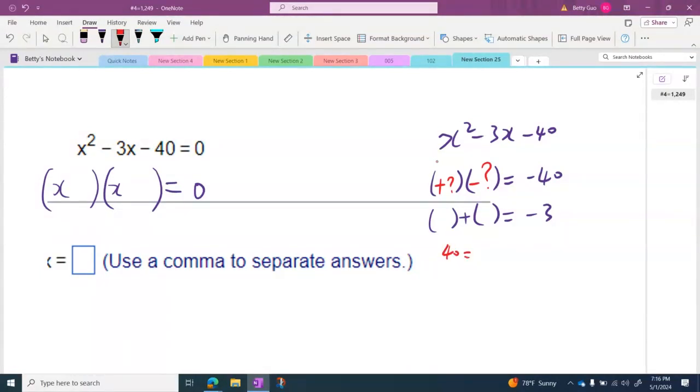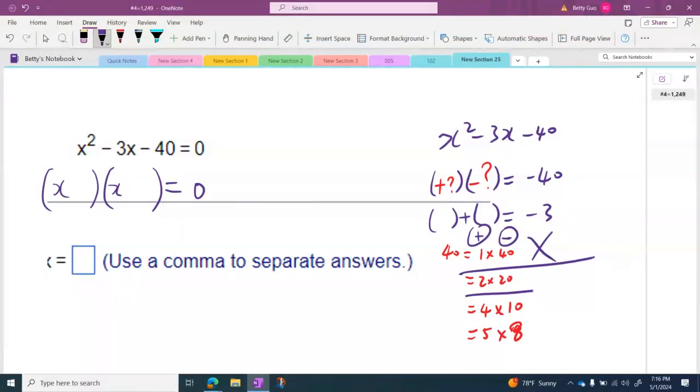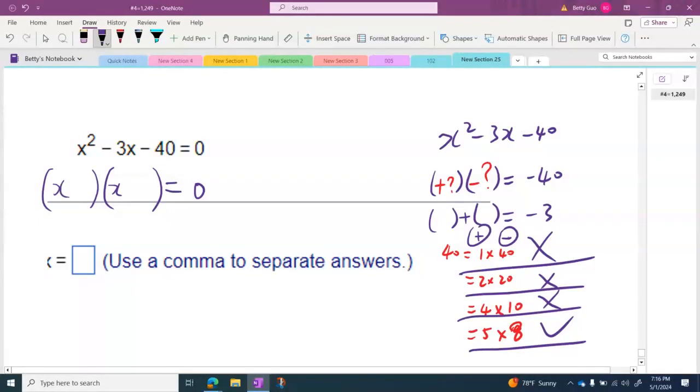So let's see, how do we factor 40? 1 times 40, 2 times 20. 3 doesn't work. 4 times 10. 5 times 8. You would see, actually, it's 5 times 8, right? 6 doesn't work. 7 doesn't work. 8 we already have. And remember, the negative number has the bigger absolute value. This is negative, this is positive. They do not add up to negative 3. This one, yes. Positive 5, negative 8.